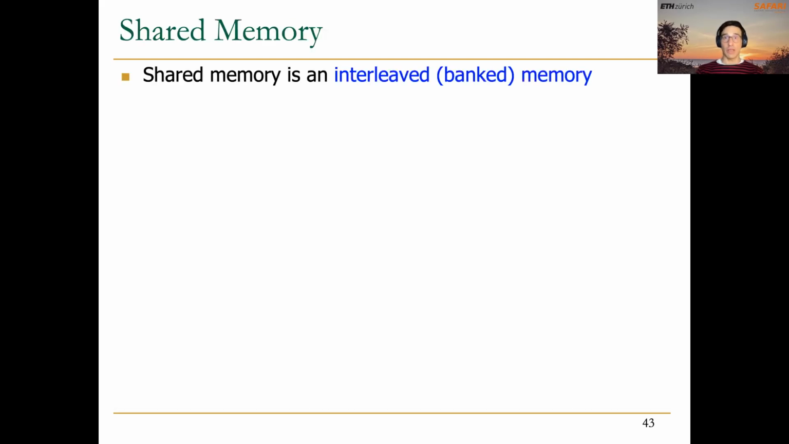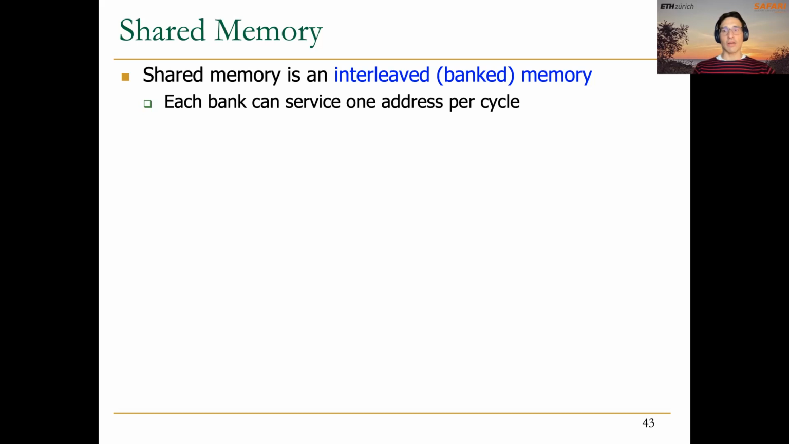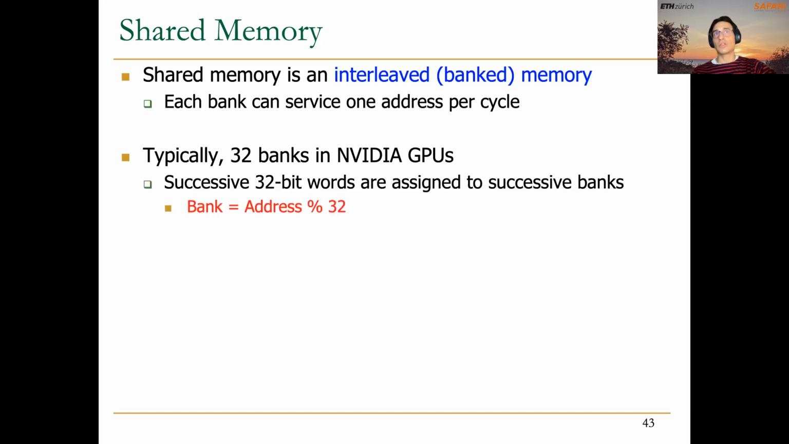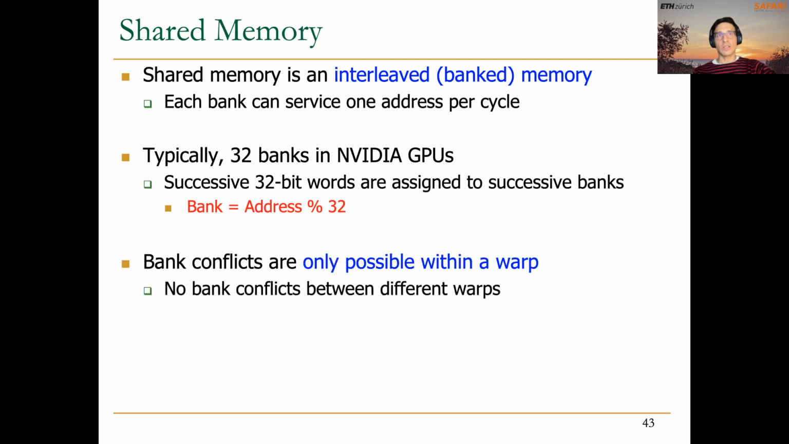However, shared memory is an interleaved, or banked, memory, and this might entail some issues if we have bank conflicts, as we have discussed previously. Now we are going to see some examples. Typically in NVIDIA GPUs, the shared memory has 32 banks, and the way that one specific element is mapped onto the banks is by applying this expression here. So address modulo 32 will give us the exact bank where a specific address resides.